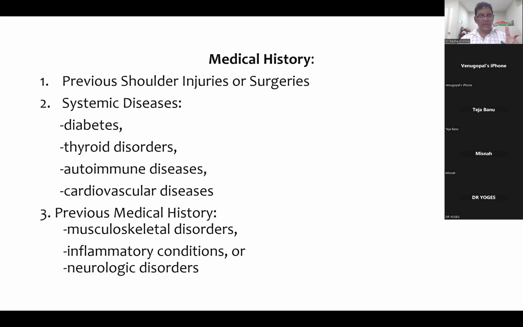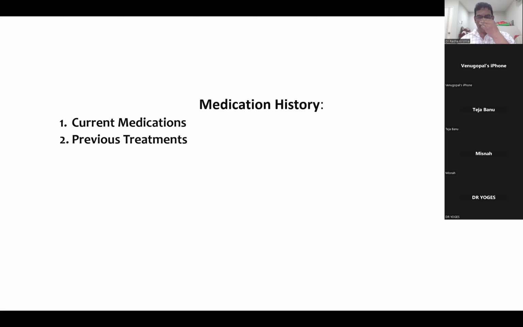Then we also have to ask a very careful history of previous medical history, any musculoskeletal disorders, inflammatory conditions or neurological disorders. These are some of the points that we generally miss because we are so focused on the pain that we tend to overlook the systemic disease problems. Okay. Then in the medication history, what is the current medication the patient is on? Ask for the list of medication.